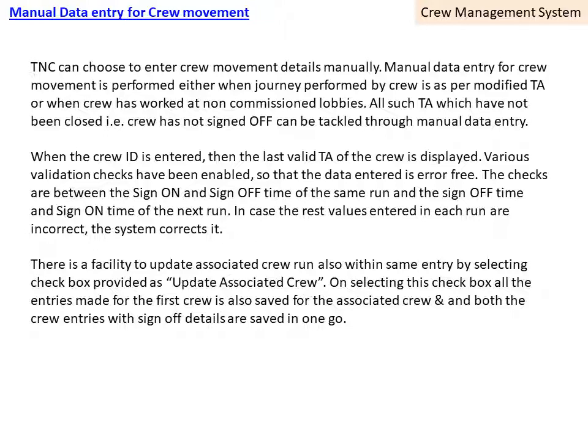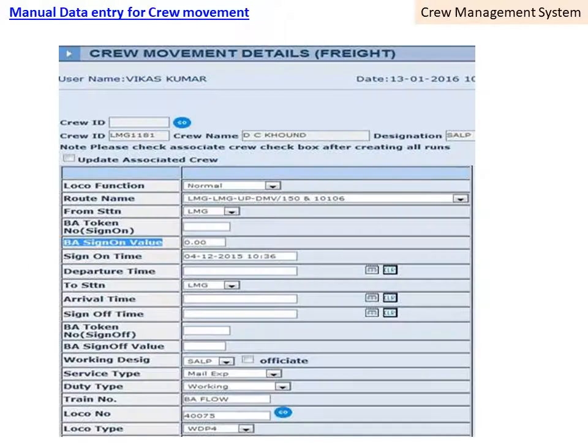If we book like that, the persons can be fetched together, so that we do not have to feed the database independently. Once the crew, LP and ALP, are booked through the proper channel, both LP and ALP data will be updated automatically. On selection of this checkbox, all entries will be made for the first crew and also for the other crew, and both entries will be made with signing off details saved in one account only.